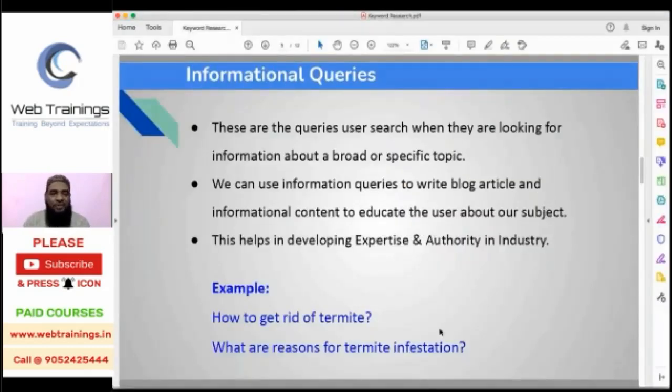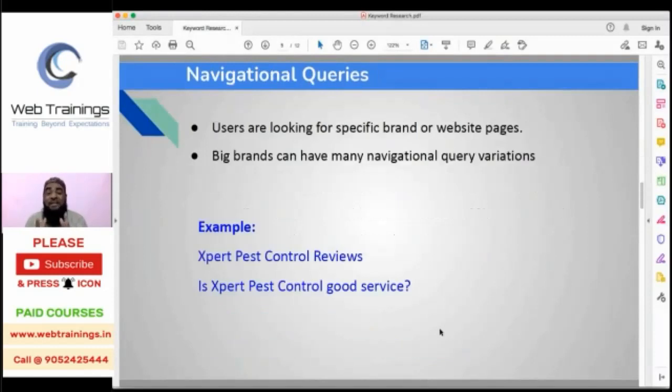The second category of our topic is called navigational queries. Remember, in a navigational query, the user has moved from cold to warm. You know why? Because he did research. He understood the different options in the market. So users are looking for a specific brand or website page, meaning they know what they want, and now they are looking for specific companies or brands only. That kind of query we generally call navigational queries.